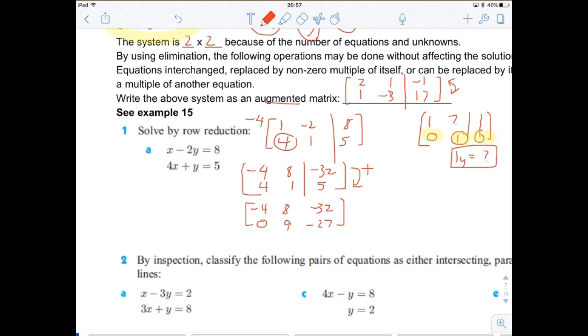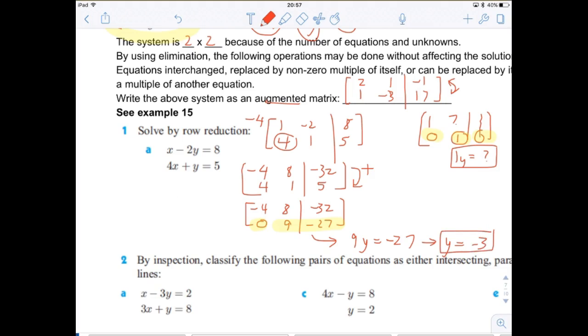Okay. And then I can easily see that now that I've put 0 there, I can reduce this to a very simple equation, which is 9y equals negative 27. If 9y equals negative 27, guess what y is equal to? Divide both sides by 9. Y is equal to negative 3.